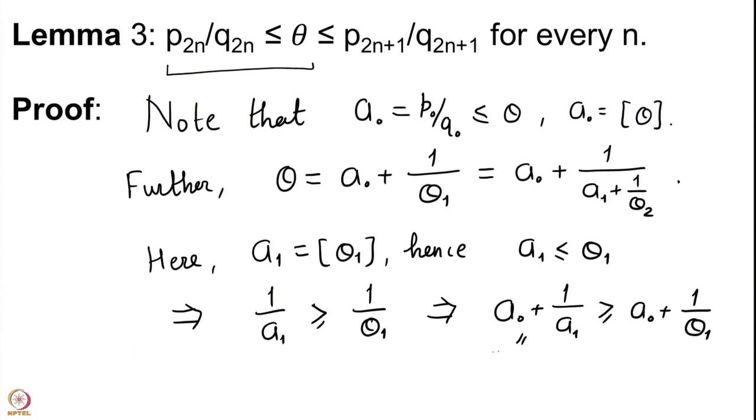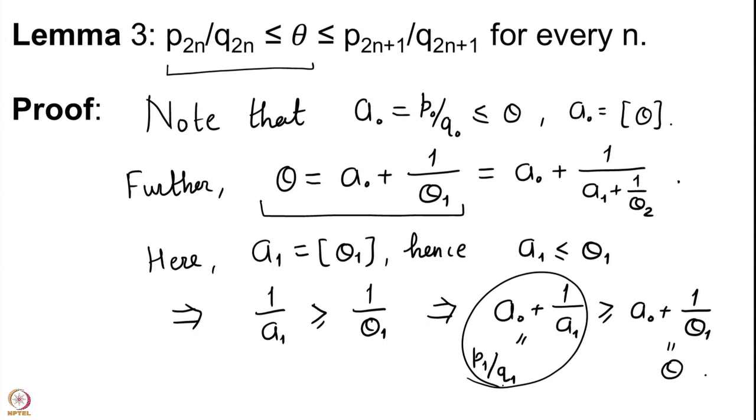But this side we have p1 upon q1 and this side is nothing but theta. This is theta and this is p1 by q1, our first convergent. This is our 0th convergent a0, which is p0 by q0, that is less than or equal to theta. The first convergent is now bigger than or equal to theta. So, we have proved both sides of this inequality for n equal to 0.